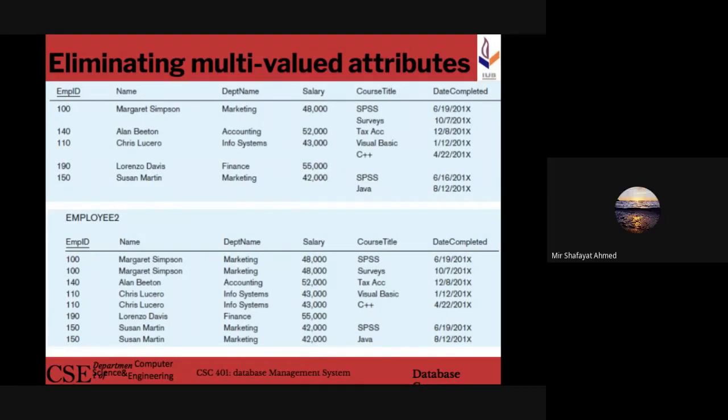Because we have no way to separate. Come again? We have no way to separate, like multiple courses can be completed by one employee. Multi-value issue. It is by nature multi-value.